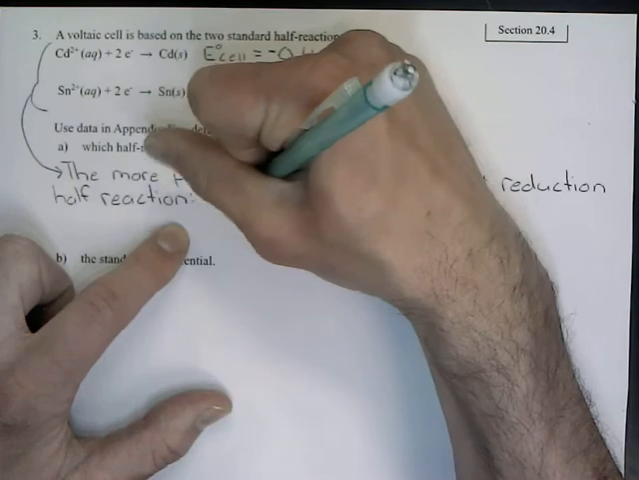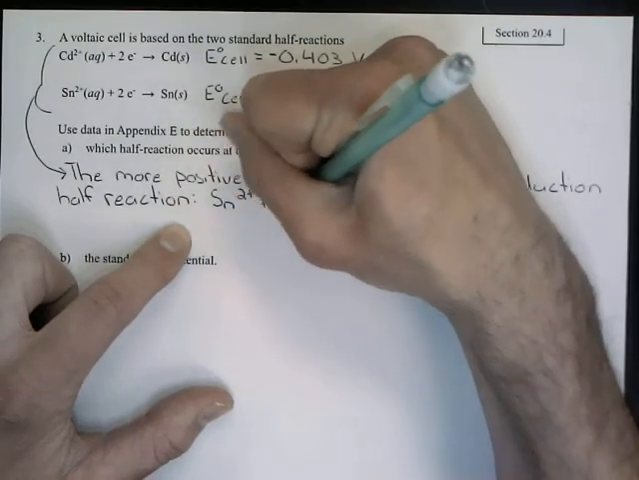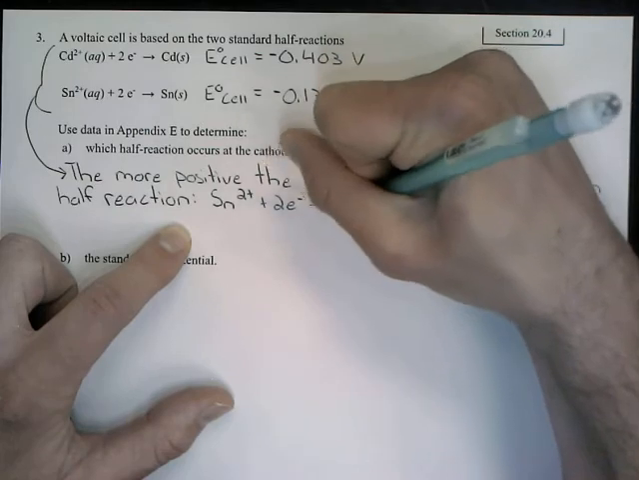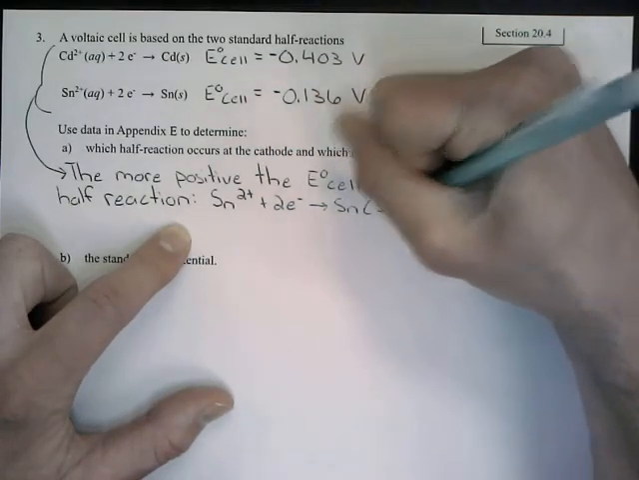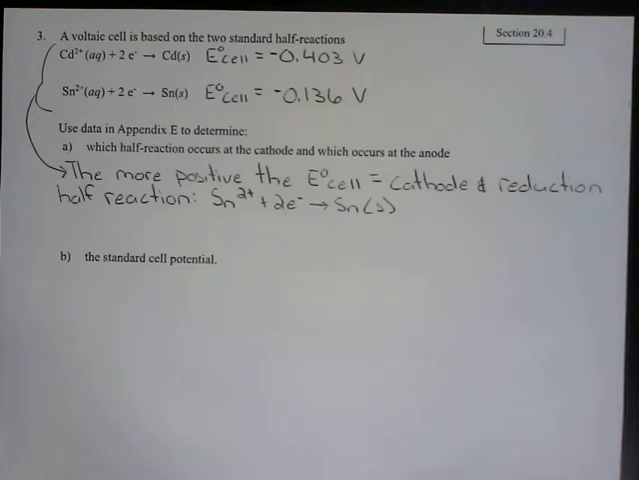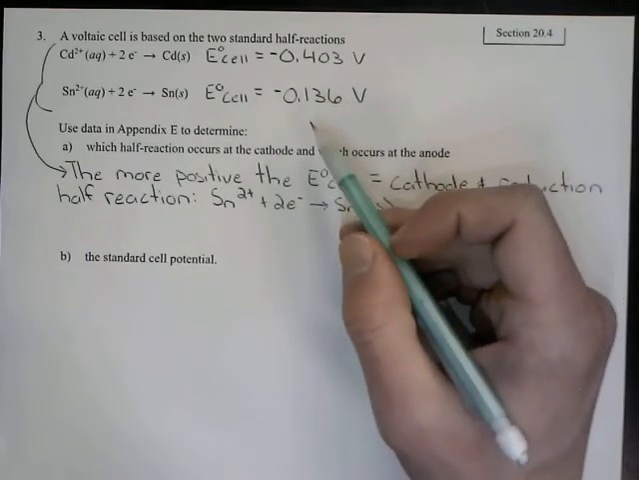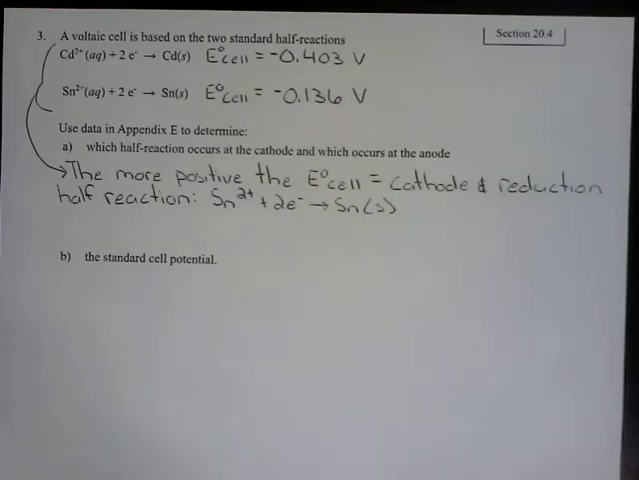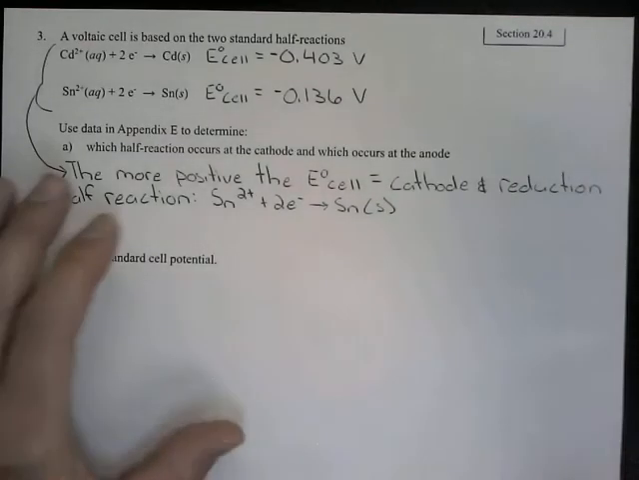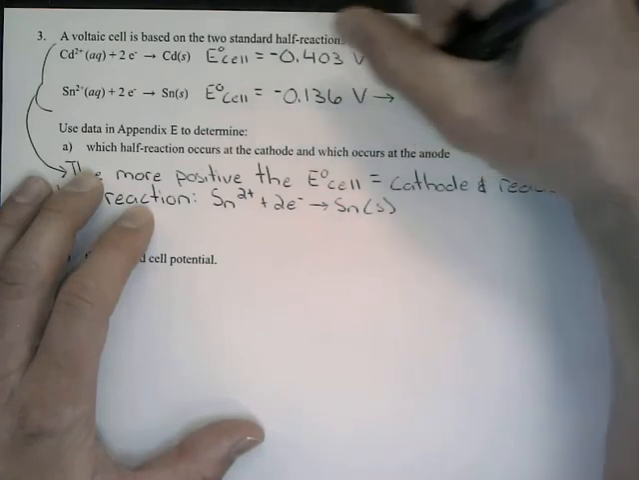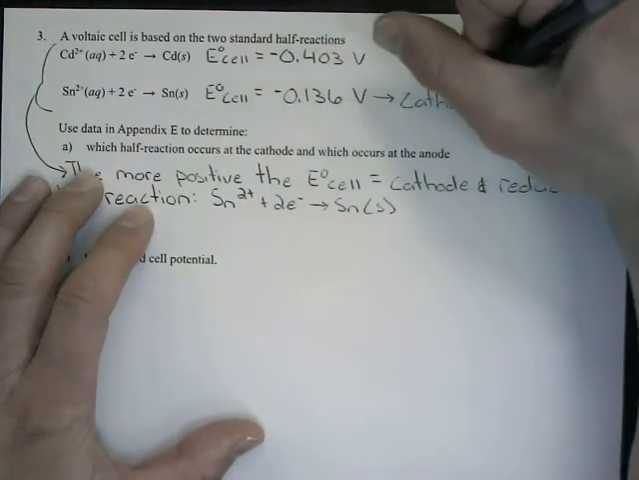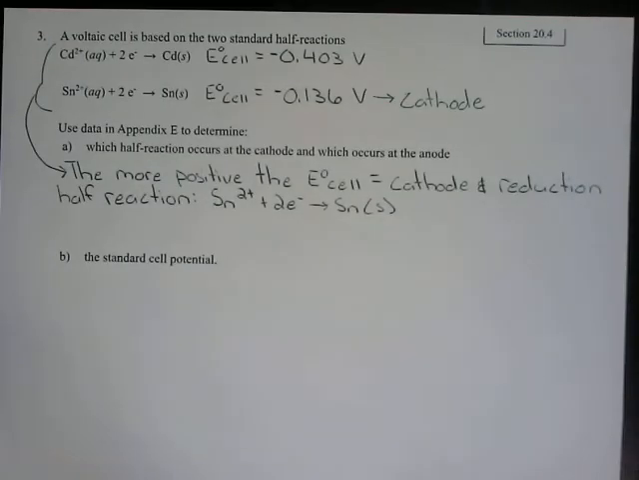Well, what that means is that tin is going to get reduced. So that means we have tin 2 plus plus 2 electrons yields solid tin. Okay? And that right there has a standard cell potential of negative 0.136 volts. And I want to identify this here as our cathode because it is more positive. All right? Now, on the flip side, the more negative the standard cell potential is, that is going to be our anode and the location at which the oxidation half reaction occurs.